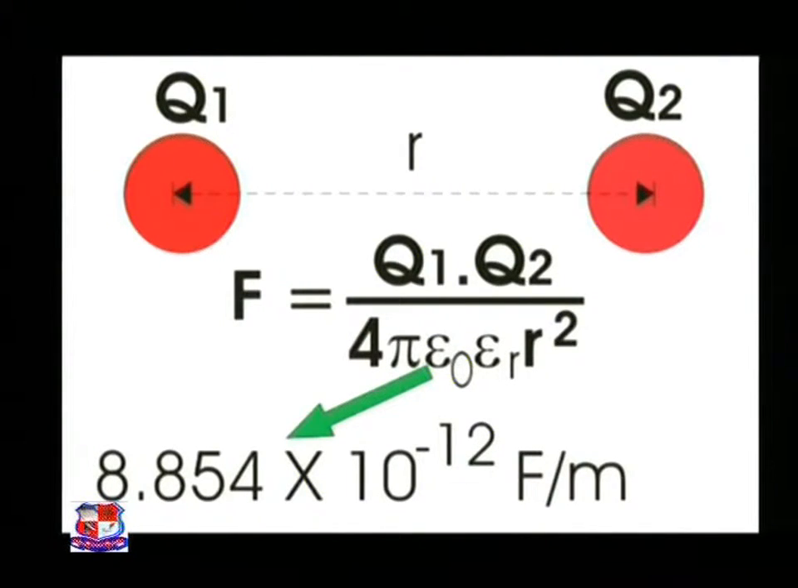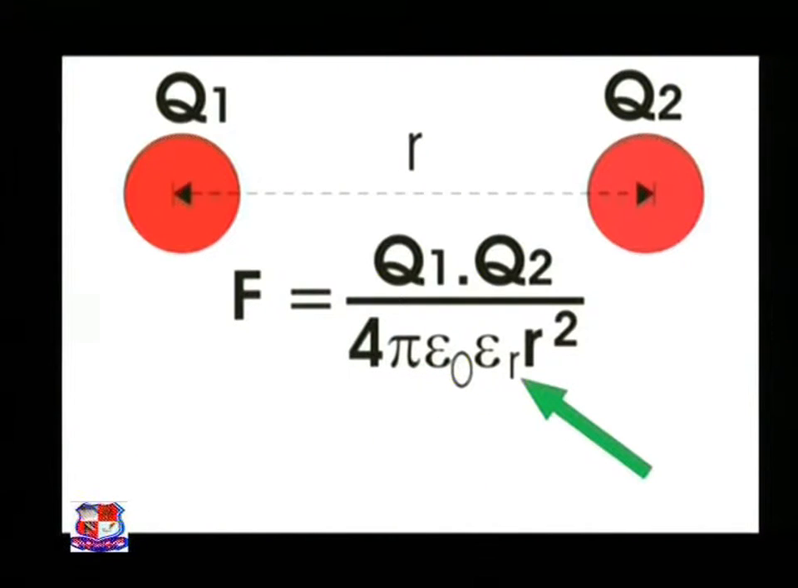8.854 into 10 to the power of minus 12 farads per meter, and epsilon r is the relative permittivity of the surrounding medium with respect to the permittivity of air or vacuum. So, hope this discussion helped in better understanding of Coulomb's law.